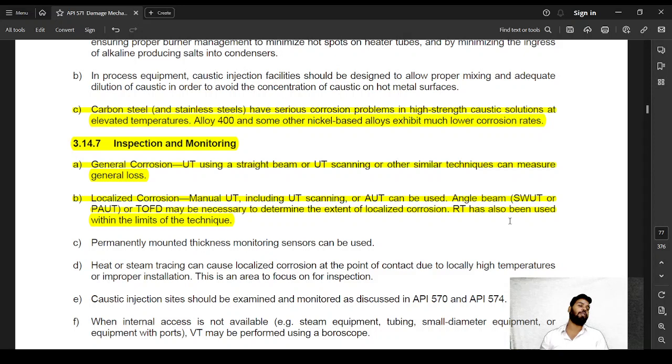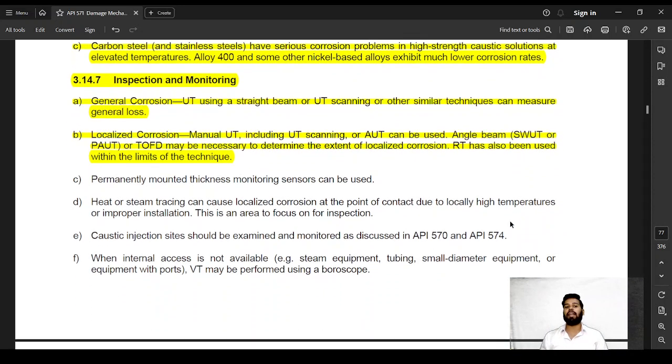Inspection. Now generally it is going to be localized metal loss, so generally UT is going to be the better option for identifying thicknesses. You can also use some advanced UTs. You can also use visual testing if access is available. For general corrosion, straight beam UT can be used for measuring general loss of the metal. For localized corrosion, manual UT including UT scanning, automated UT, shear wave UT, PAUT, and TOFD can be used to determine the extent of localized corrosion. RT can also be used within the limits of this technique, that is generally going to be a profile RT technique, but in most cases RT is not going to be that effective. Permanently mounted thickness monitoring sensors can be used.